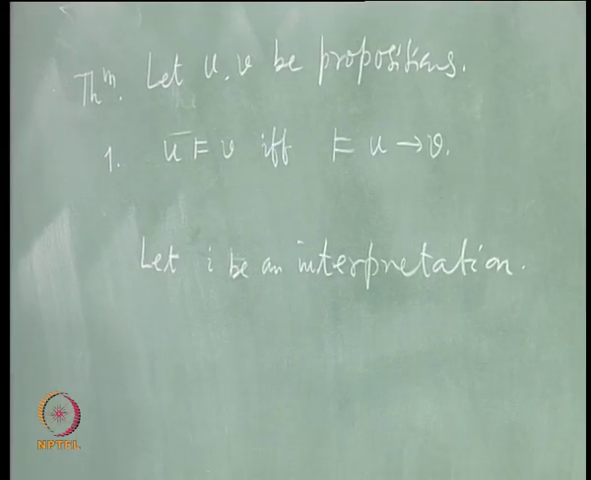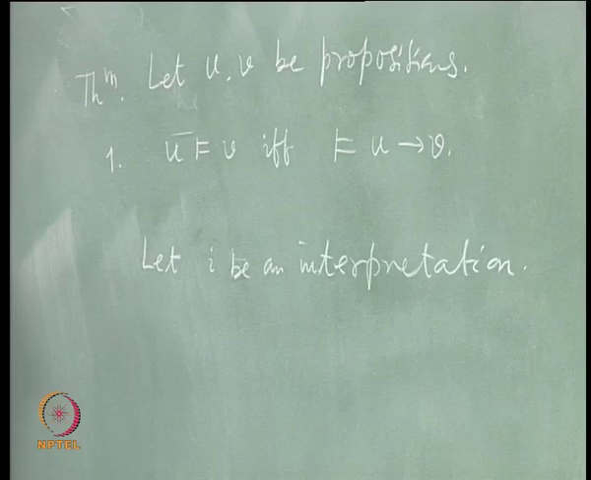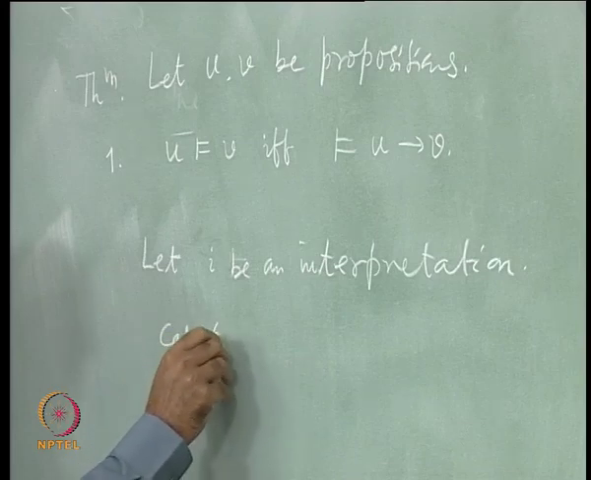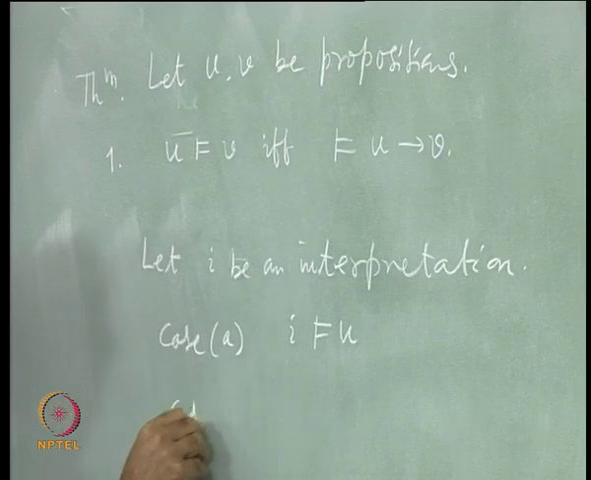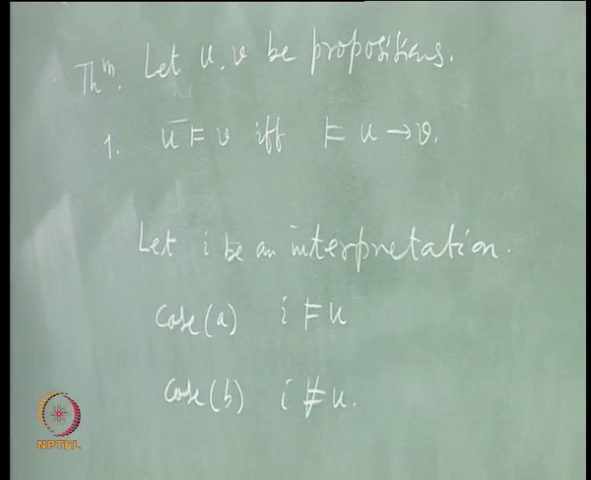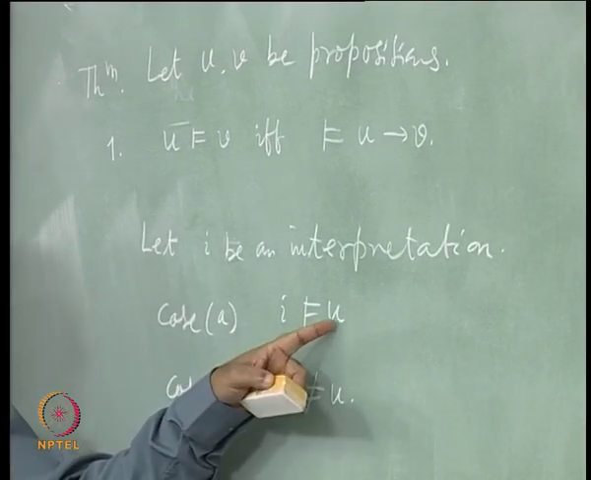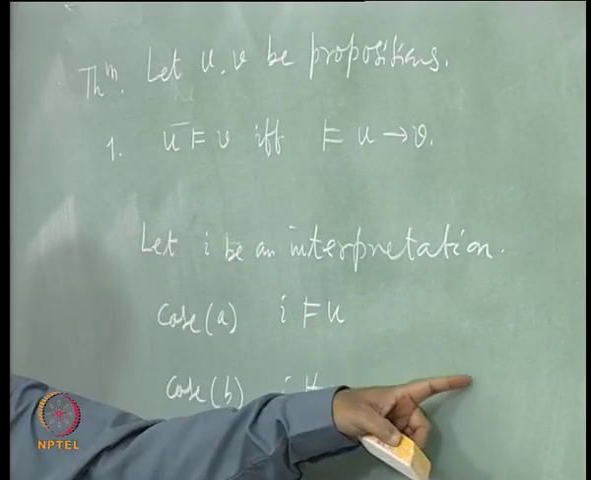Now, you have to exploit u entails v, right, but u entails v says if something is a model of u, then only it will be a model of v. So, there will be another case where it is not a model of u. So, we break into two cases now. Case A is when I is a model of u, and case B is when I is not a model of u. Now, in case A, if I is a model of u, utilize the fact that u entails v, therefore I is a model of v.